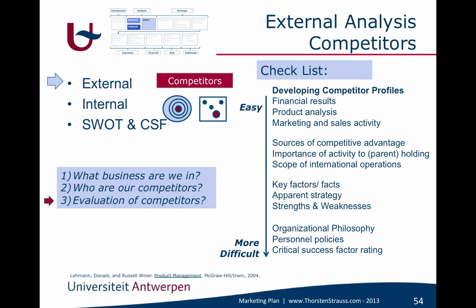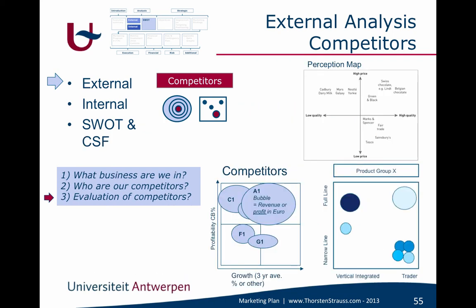Scope of international operations is important. Then key factors, key facts. What's the apparent strategy of your competitor? What are some of the strengths and weaknesses? And then we come to the more hidden things, and that takes a little bit more insight, and it's more difficult to analyze. What are the organizational philosophies? What are the personnel policies? What are some of the critical success factors? And how is this company rating against that? So this is a good competitor checklist. Obviously, you will not be able to get all of it for all companies, but I included it here so you have an overview. What does that look like when you actually put it into a report?